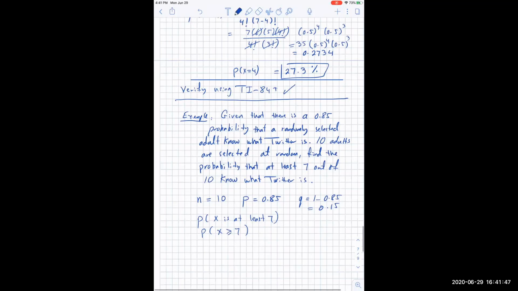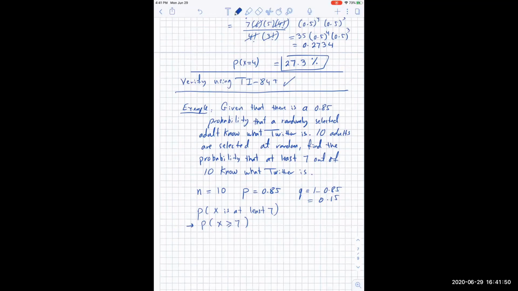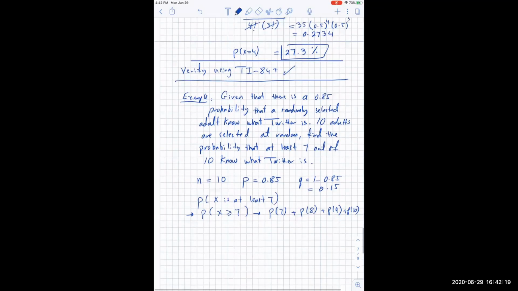So X is greater than or equal to 7, and that means the probability that X is 7 plus the probability that X is 8 plus the probability that X is 9 plus the probability that X is 10, because we have a sample of 10. So either 7 or 8 or 9 or 10 will know what Twitter is. And then we're going to find the probability of 7.